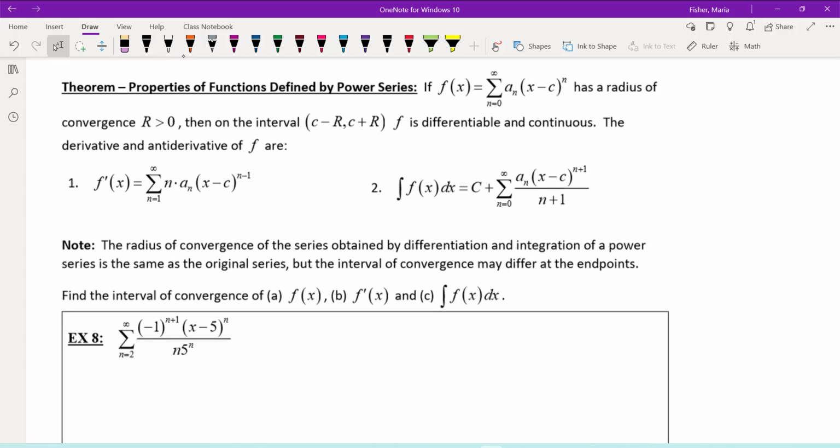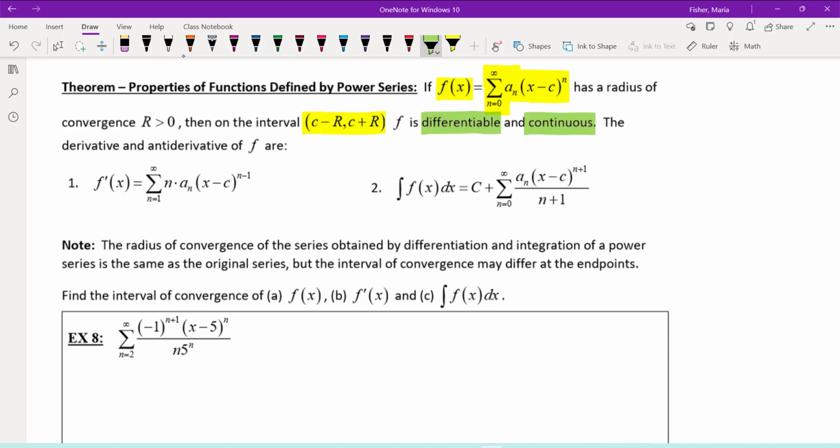The last thing that we're going to look at in this section is the derivative and the integral of a power series. Now, these are properties of functions defined by a power series. If you have a function and that function is equal to the sum from n equals 0 to infinity of a sub n times x minus c to the n, and it has a radius of convergence that's greater than 0, then on that interval of convergence, your function is differentiable and it's continuous, which means that you can find its derivative and you can integrate it.